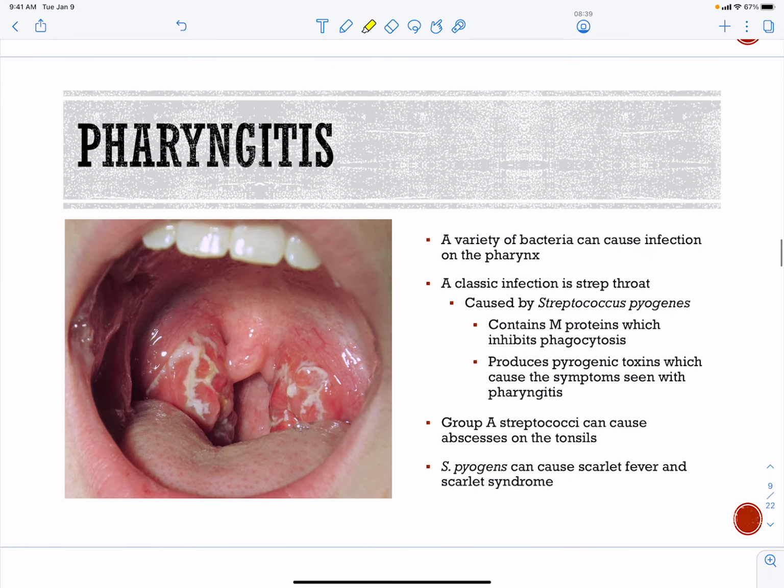Pharyngitis is pretty well known as strep throat, so it's often caused by Strep pyogenes. Strep pyogenes has a mechanism for binding to our epithelial cells, and you can see the pus forming. And remember, pus is our dead and dying immune cells, bacteria, dead and dying epithelial cells, etc. So you're going to have toxins that are produced by strep, and it can also lead to abscesses on the tonsils. Disseminated strep, or strep that gets very serious, can cause something called scarlet fever and scarlet syndrome.